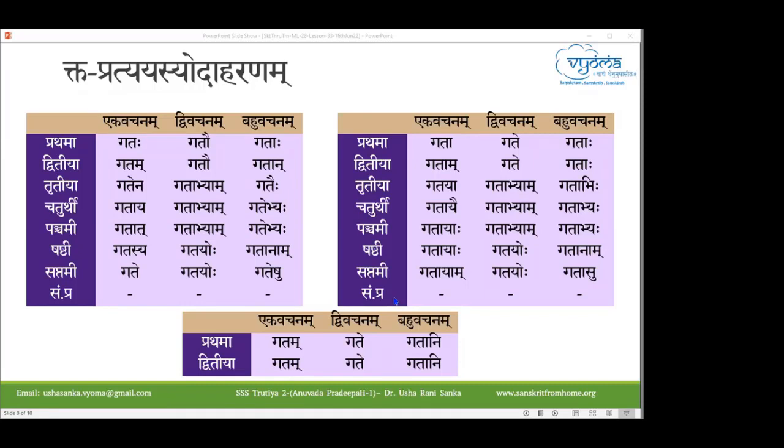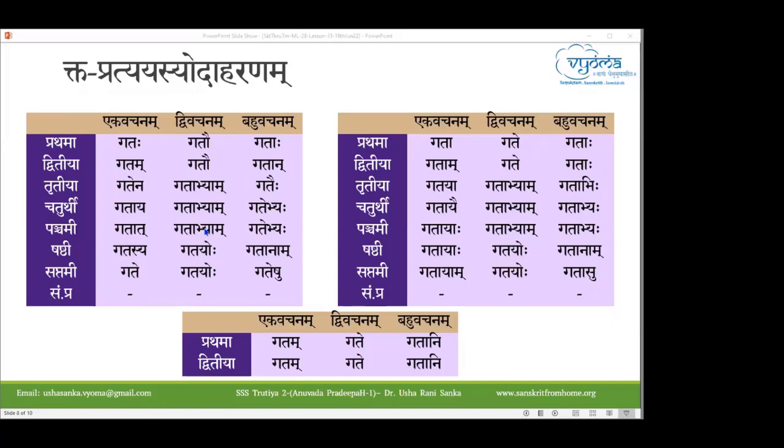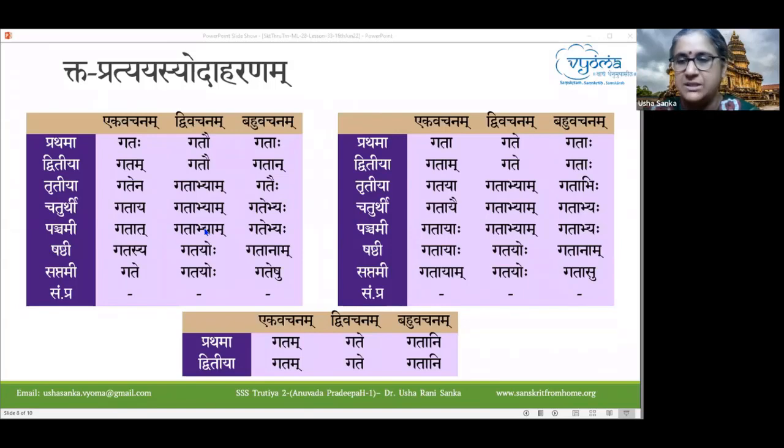Now, can you say Vanam Gataha Ramaha? Yes, we can say. The placement is not important because Sanskrit is an inflectional language. So the place doesn't matter. Wherever you put it, it will mean the same. So Gatam Ramam Pashyati Dasharatha.